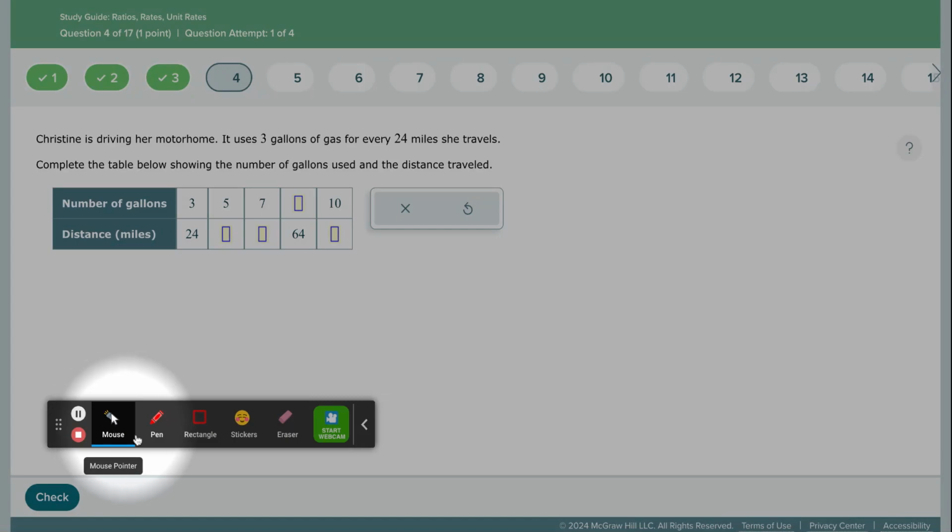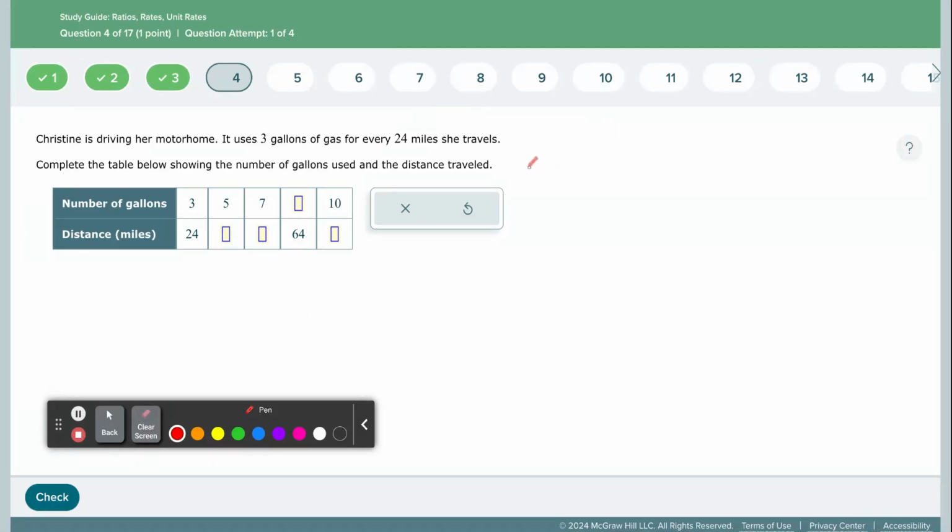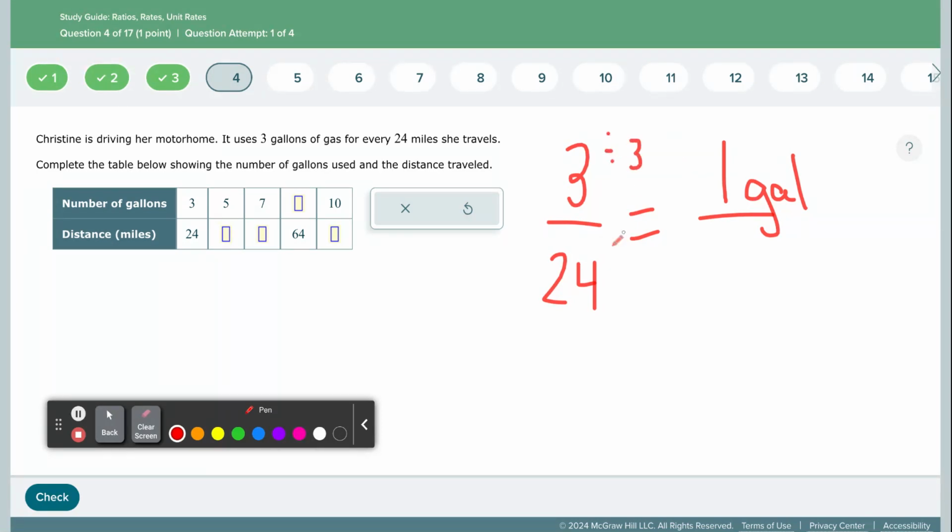Okay, so I'm going to go through and say once again, right? If it's 3 gallons for 24 miles, how many gallons is that for 1 mile? I like to come up with a unit rate. Do you have to? No, but I like to. So 1 gallon, right? How do you get from 3 to 1? You just divide by 3, right? So what's 24 divided by 3? 8, right? Okay. So that means I can drive 8 miles per gallon. That's crazy. That's hardly anything at all.